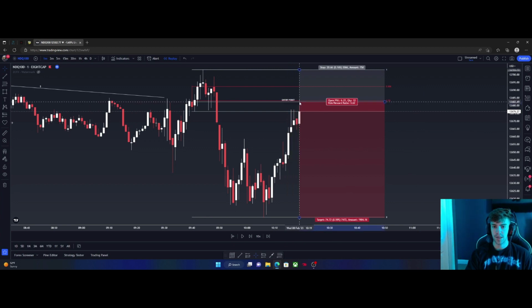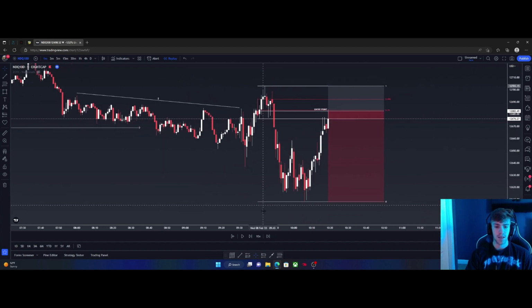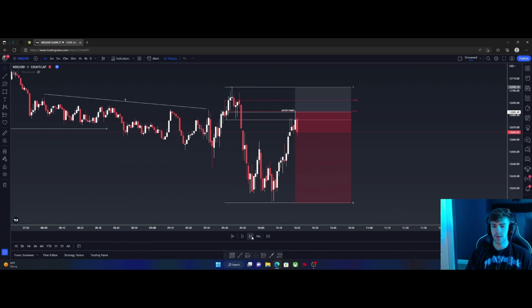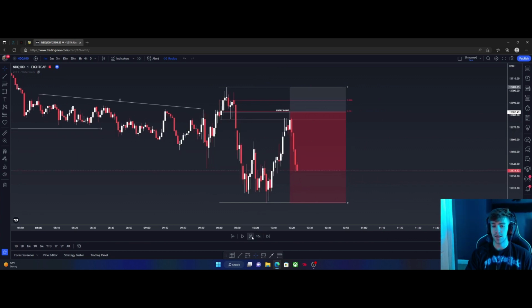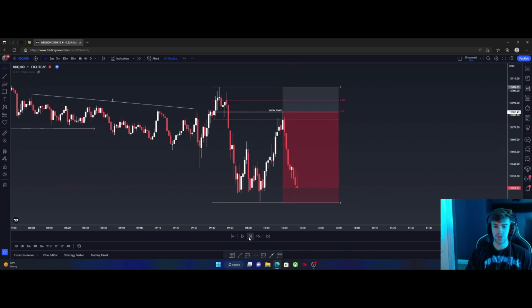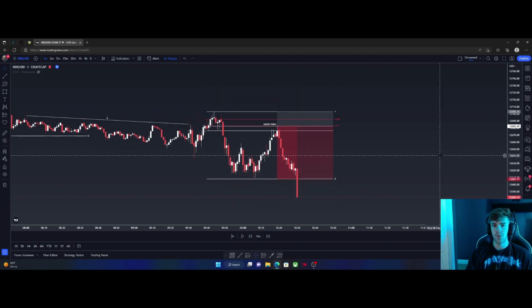So here we are. We get tapped into our supply zone perfectly. Price taps into our Fibonacci 0.79 level. And all we do is wait for price to come back down to this low right here to take us out of the position and lock in our profits. So we are now about 8 minutes into this trade, 9, 10, 11, 12 minutes. And we're done.